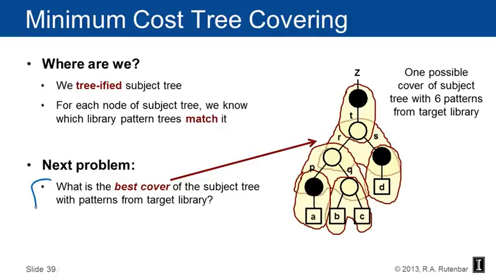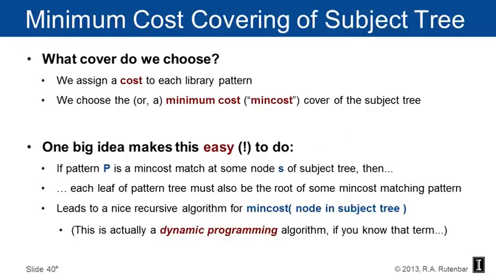And now we have really the interesting part of the problem. What's the best cover? What set of gates should I pick that are structurally correct? They match in the right ways. The outputs connect to the inputs, but it's also just the best cover. And the way we're going to do that is by actually assigning costs to things and picking basically the cheapest solution. So what cover do we choose?